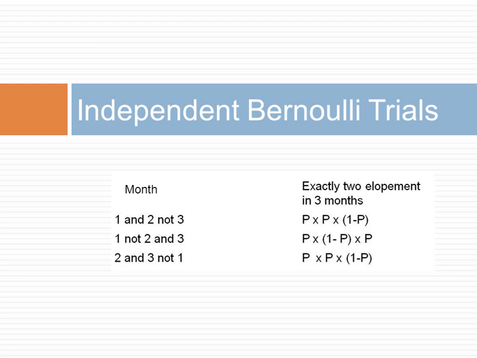The probability of elopement is p. The probability of not elopement is 1 minus p. The probability of 2 patients eloping in the first 2 months is given as p squared times 1 minus p. The 1 minus p refers to the patient that did not elope in the 3rd month.